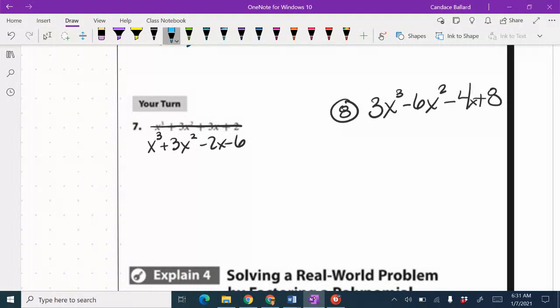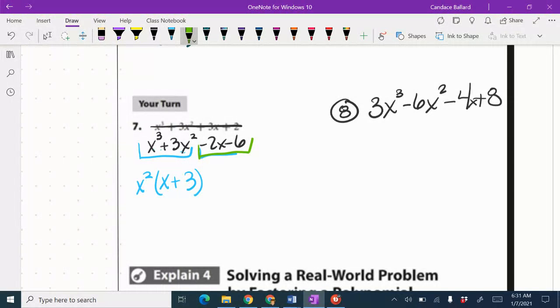So again, I'm going to use the same technique I used in the last one. I have the blue group and the green group. Okay, so I'm going to look in the blue group and I'm going to figure out what's my greatest common factor in the blue group, which is an x squared. So I'm going to pull that out. And remember, when I divide out like that, I'm dividing. So x squared divided into x cubed would mean it would be x. X squared divided into 3x squared would be 3.